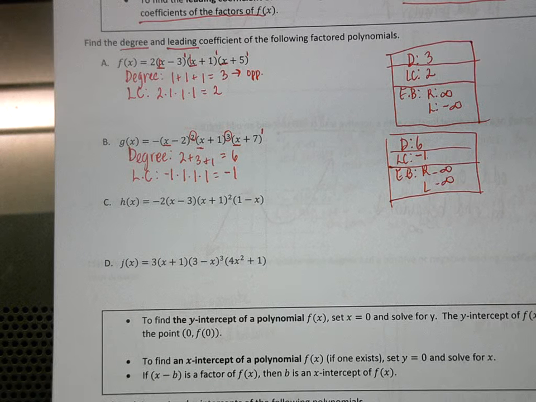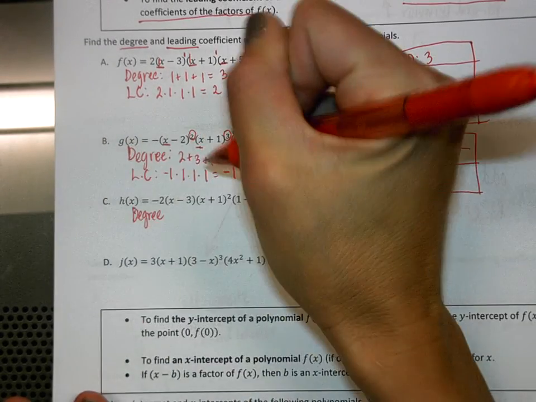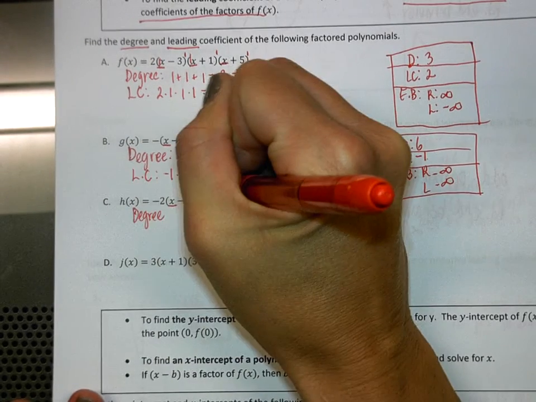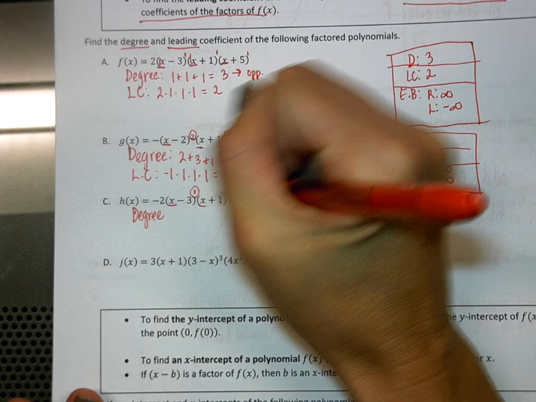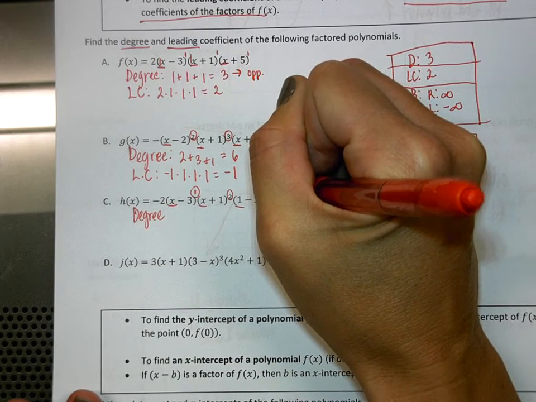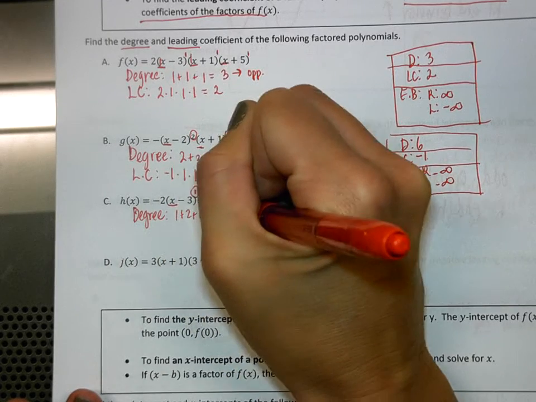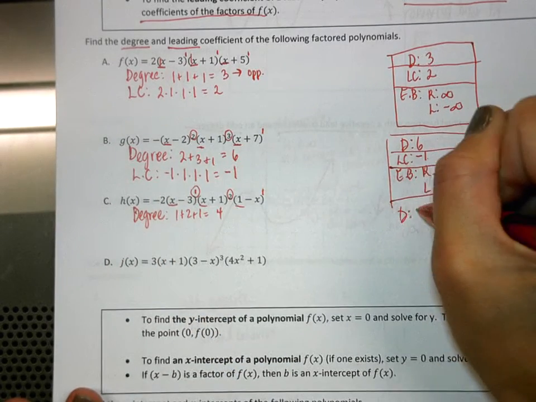Like most of you got it correct. Good. So when we were finding the degree, we are looking at our factors and their exponents. What did you guys get for this one? 1 plus 2 plus 1 equals 4. Okay, so my degree is 4.